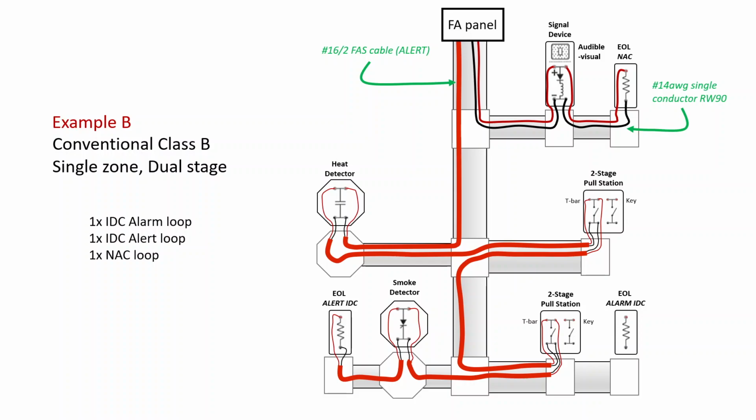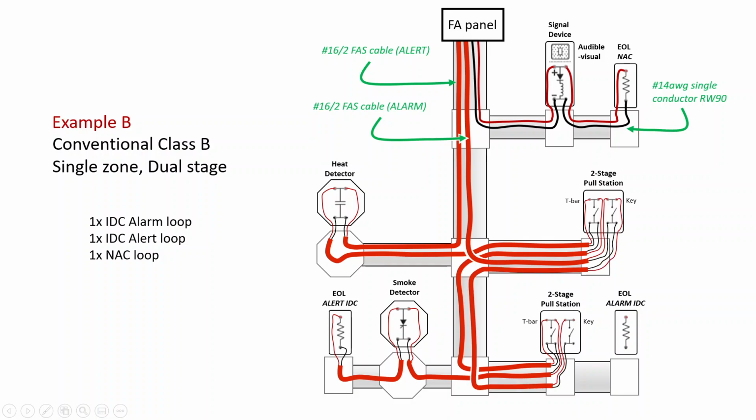So my alarm loop needs another FAS cable coming from the fire alarm system panel, and that's going to go to my first two-stage pull station over here. So let's install that. So now I've got a two-wire FAS cable that's coming down from my alarm. I've gone into my key, and now I've got to come out of the key section of my two-stage pull station, and I'm going to go down to the other two-stage pull station, to this one. So I'm going to take the cable out, go down there, and then finally from the second portion of that keyed side of the two-stage pull station, I'm going to end it at my EOL for the alarm IDC.